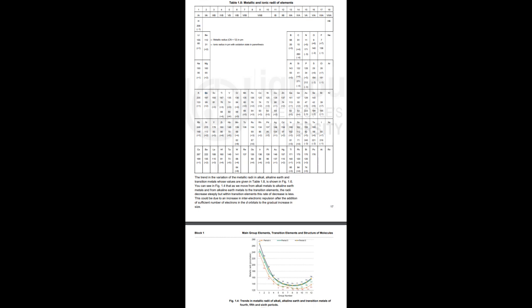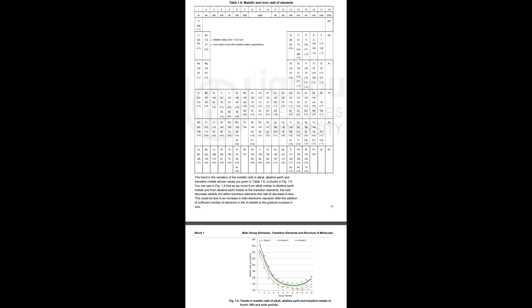This could be due to an increase in interelectronic repulsion after the addition of a sufficient number of electrons in the d orbitals, leading to the gradual increase in size. Fig. 1.4. Trends in metallic radii of alkaline earth and transition metals of 4th, 5th and 6th periods. Factors affecting the atomic radii.